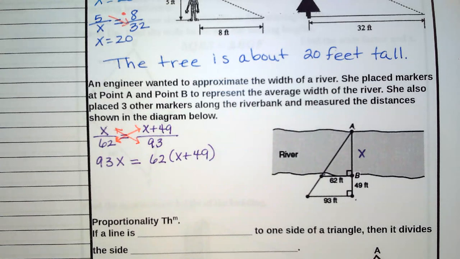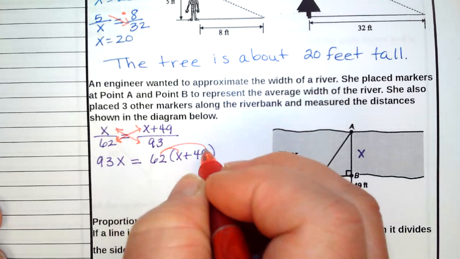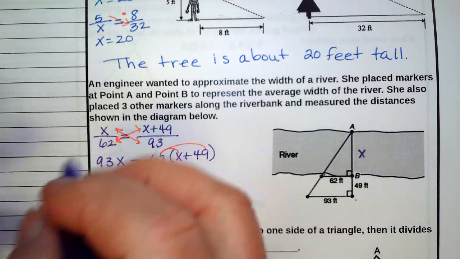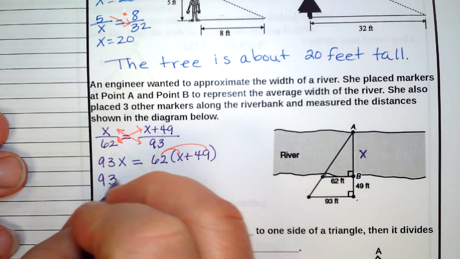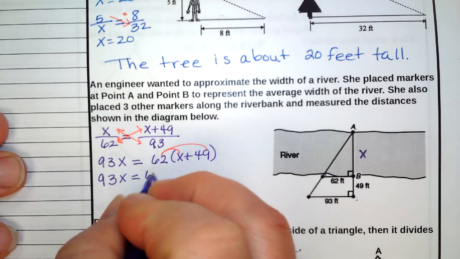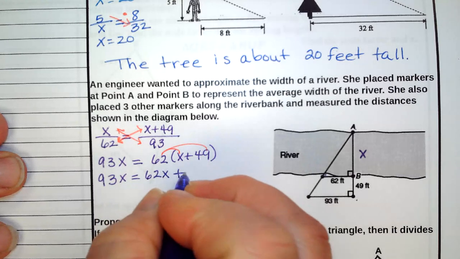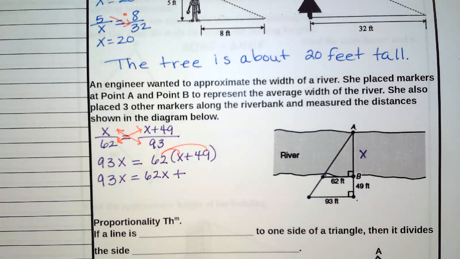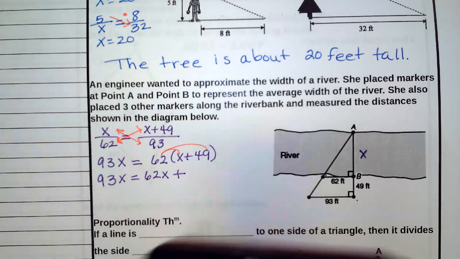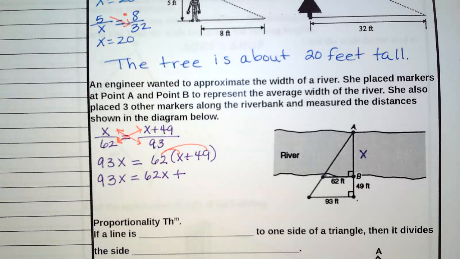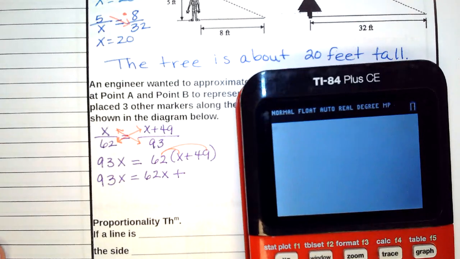Distribute. 93x is equal to 62x plus. This is going to be a big number. If I'm looking at 62 times 49, I get 3,038.